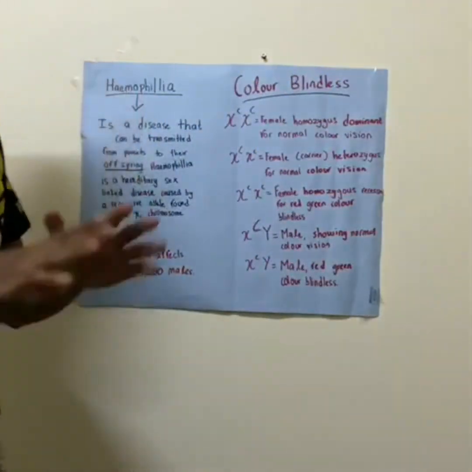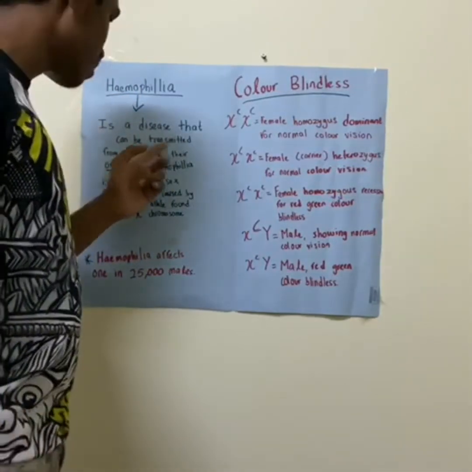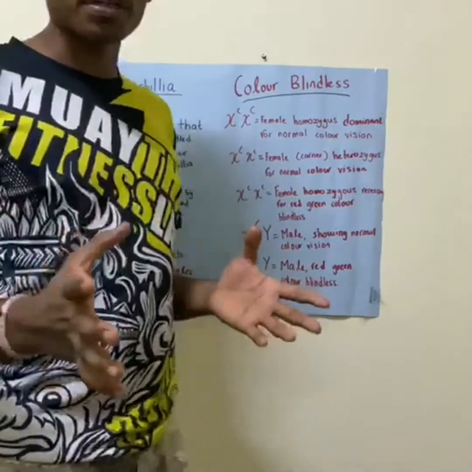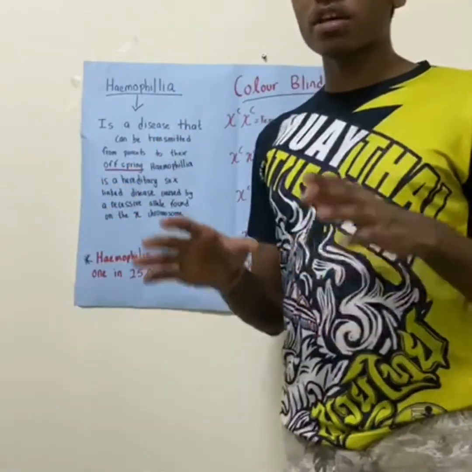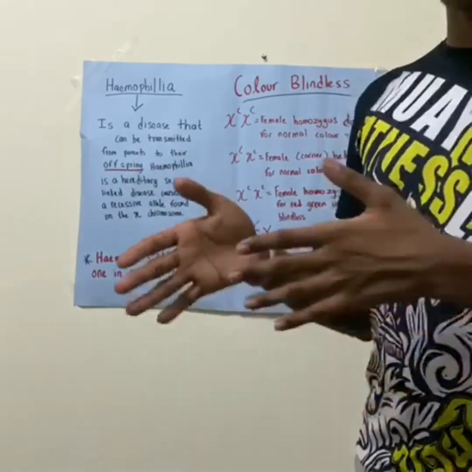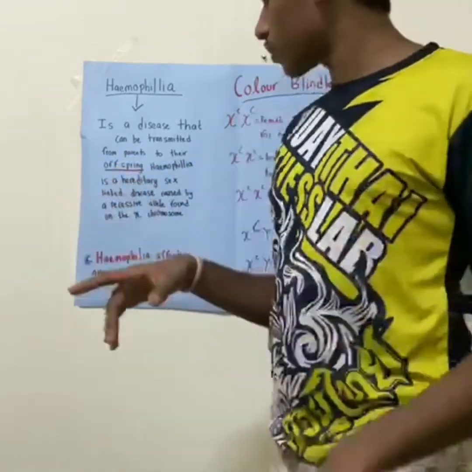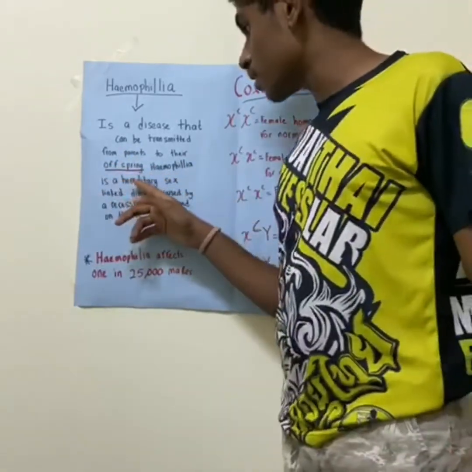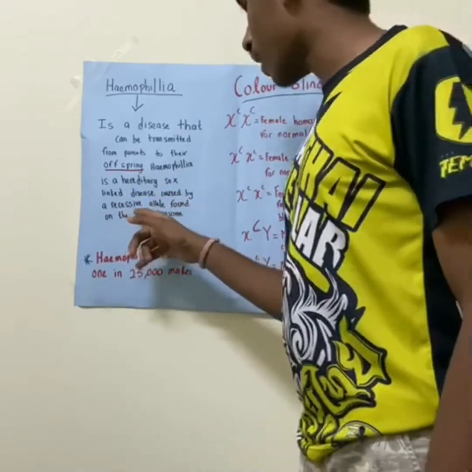Hemophilia is a disease that can be transmitted from parents to the offspring. What is offspring? Offspring is the generation, like parents, son, like that. Hemophilia is a hereditary sex-linked disease caused by a recessive allele on the X chromosome.